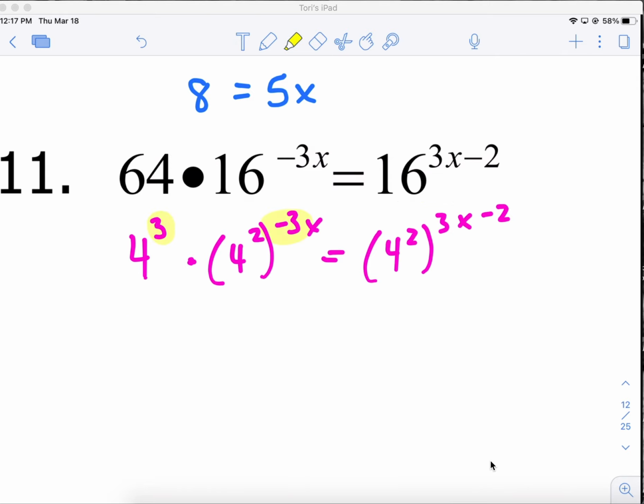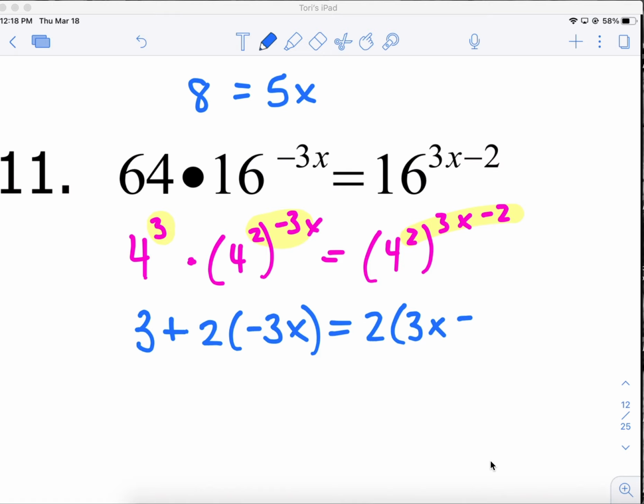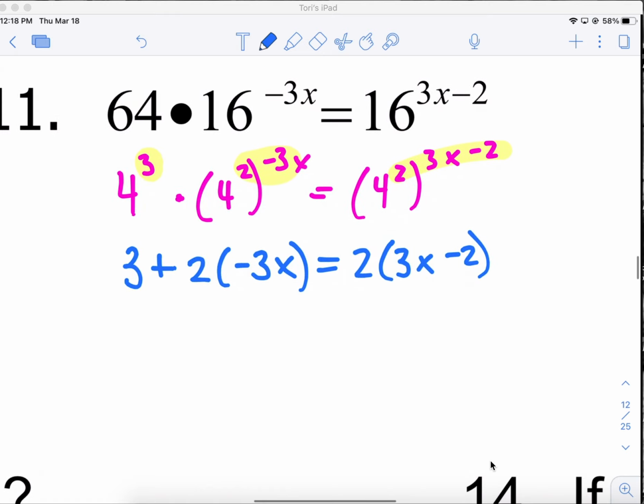Now we're going to take all of our exponents and we're going to write out our equation. Remember that when we are multiplying here, that means we are adding up our exponents that are on the same side. So 3 plus 2(negative 3x) equals 2(3x minus 2). We're going to go ahead and distribute that. So 3 minus 6x, right? Positive 2 times negative 3 equals 6x minus 4.